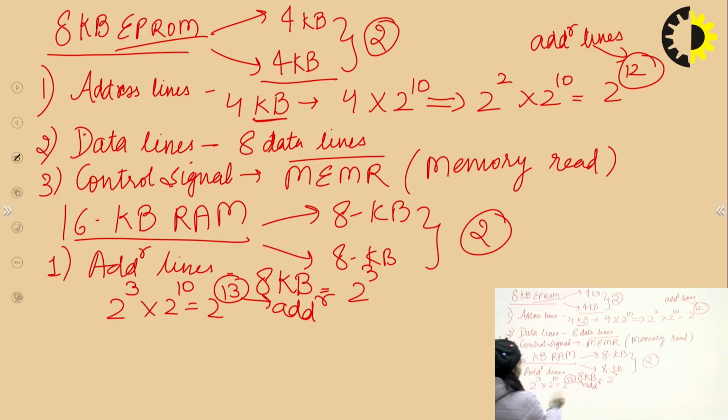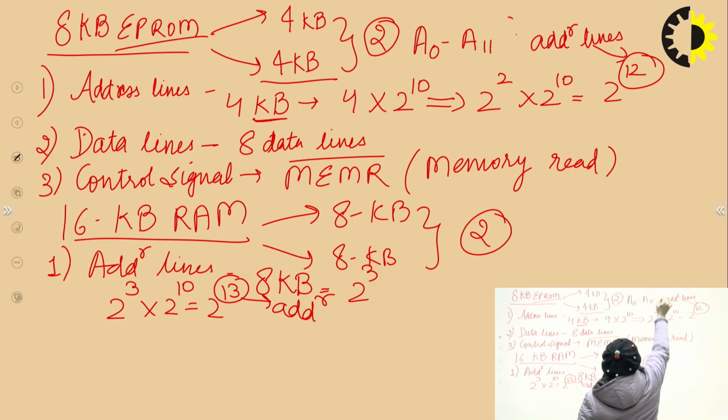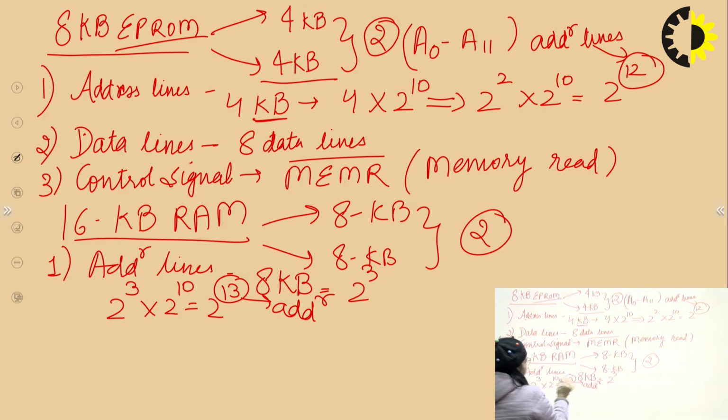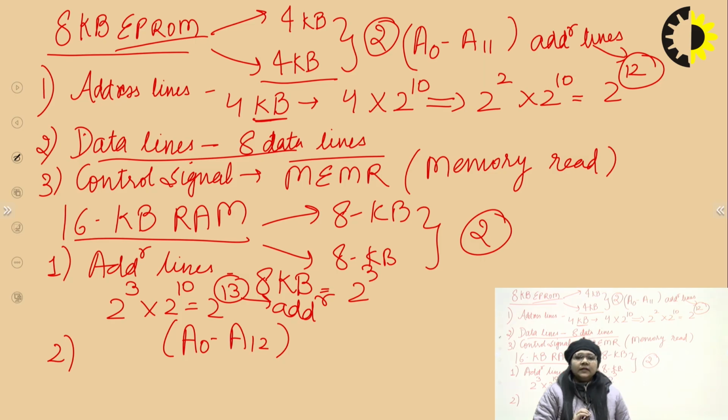So how many address lines are required? 13 address lines. Here 12 address lines were there, that means from A0 to A11 address lines were used. And I am saying 13 address lines means from A0 to A12. Total number of address lines are 13. Next, second point is my data lines. Data lines are the same for all the memory chips, because it is an 8-bit microprocessor, only 8 data lines can be used.